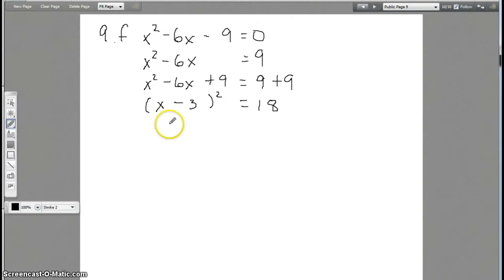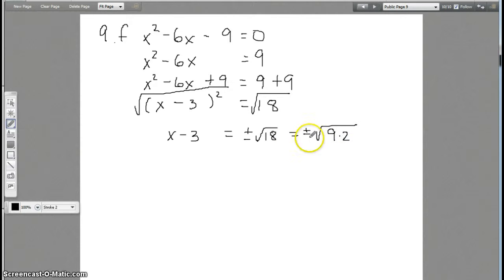Now we have our x in a square on the left side, so we can take the square root of both sides. Okay, the square root of x minus 3 squared is just x minus 3. And then the square root of 18 is plus or minus the square root of 18. Now, 18 can be simplified, so we can rewrite this as plus or minus the square root of 9 times 2, because 9 times 2 is another way of writing 18, and 9 is a square factor. When you take the square root of 9, you get 3, so we'll have plus or minus 3 times the square root of 2. So I'm going to rewrite this as x minus 3 equals plus or minus 3 root 2.